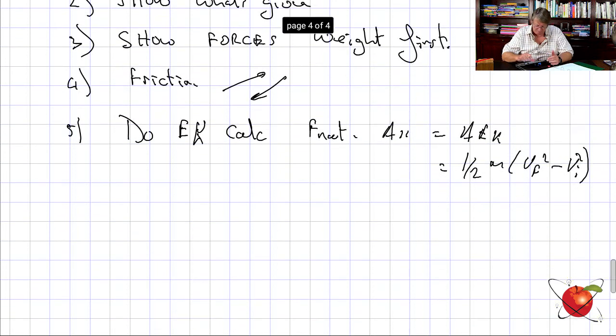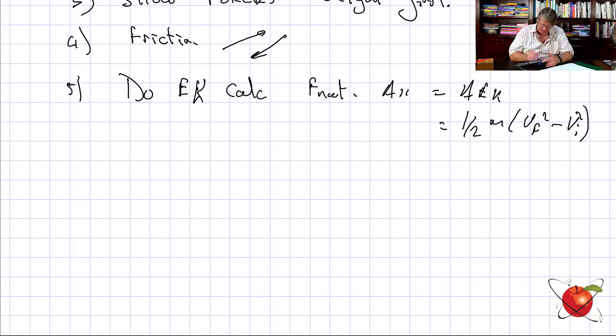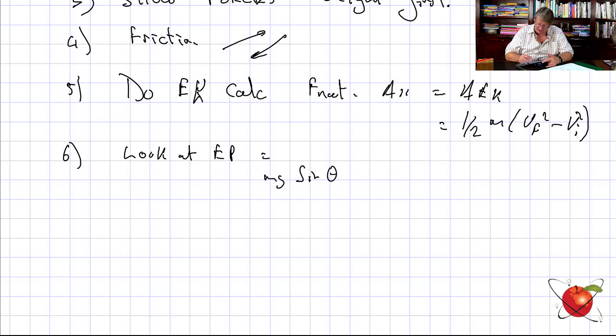The last one is then do your EP calc. Step 6: look at EP. EP is going to be mg sine theta delta x. Mg sine theta delta x is equal to delta EP. They might have given us delta EP. They might have told us it goes up a distance of 10 meters. They've given you that, haven't they? And we can find out various other things from there. That, in essence, is how we're going to do them.